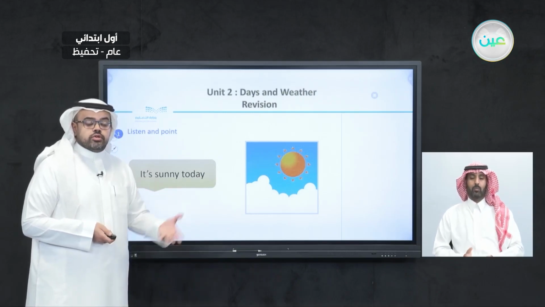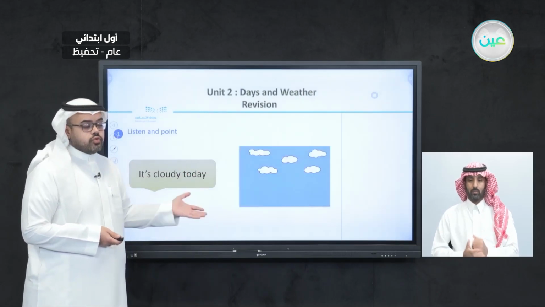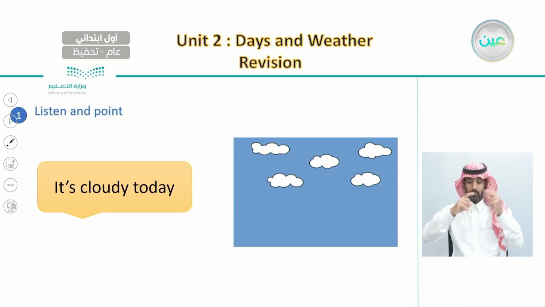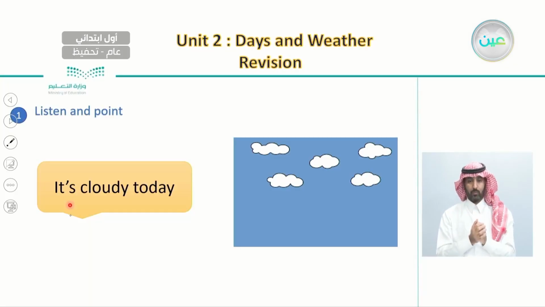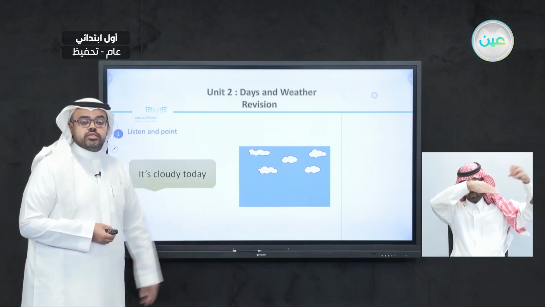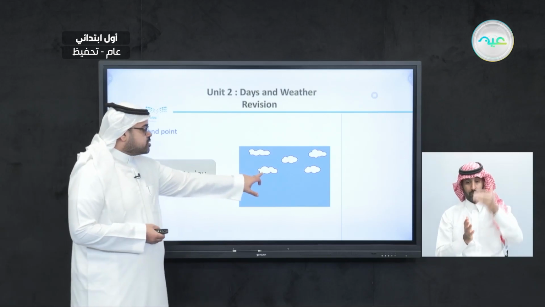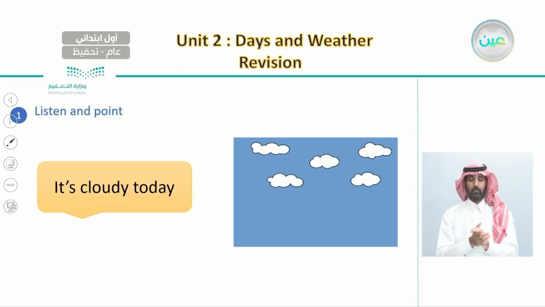Not only this, but also we have another type of weather. If we have a look at picture number 2, and we point at the sky and ask, what's the weather like today? Now we can say, it's cloudy today. As we can see here, it's cloudy today. When we say it's cloudy, it means that the sun is gone even when we are at daytime. And here we can see different clouds. So this is why we say it's cloudy today.